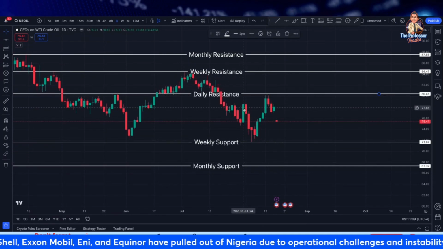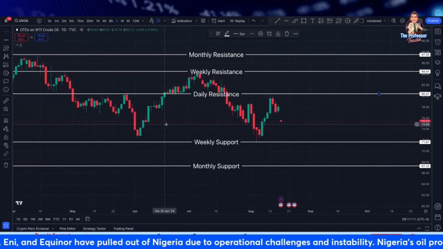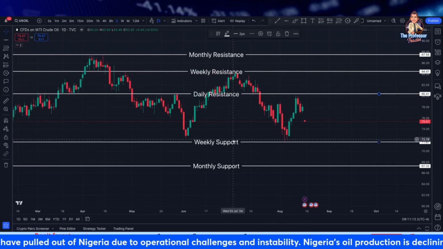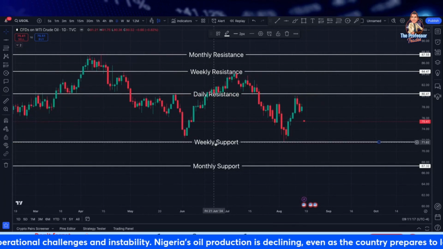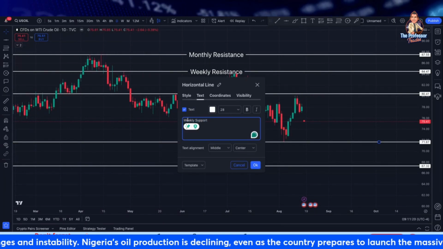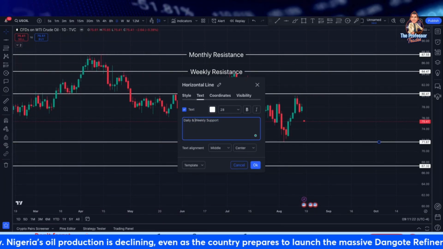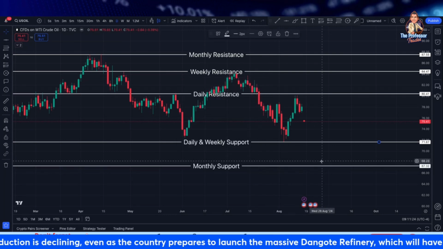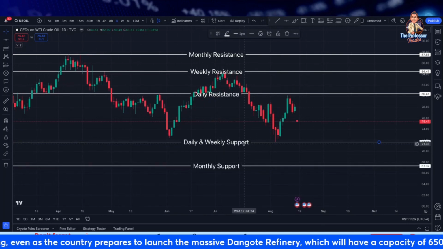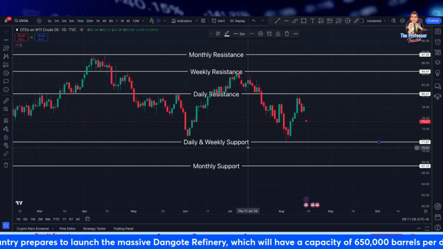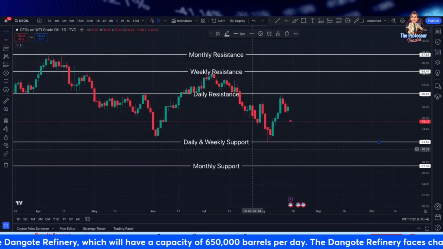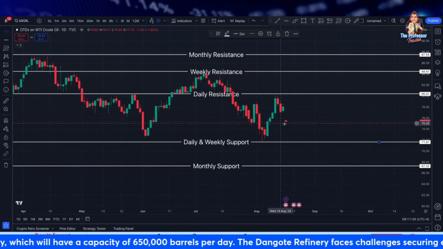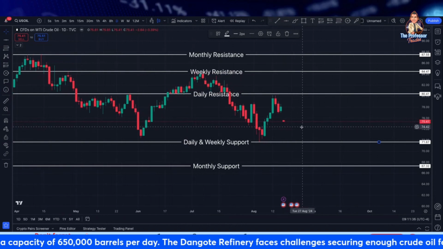Now for the daily support, this is kind of the same area as the weekly. So we really don't need to change much here. Now I can change this to daily and weekly support. So that's a pretty strong level right here, because we have daily and weekly support down in this level. So again, we're going to have to wait to see what happens with the gap.